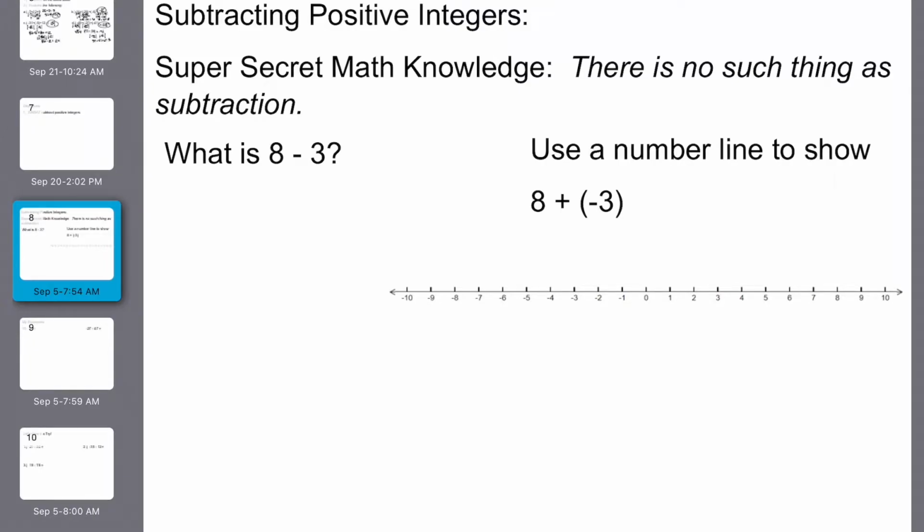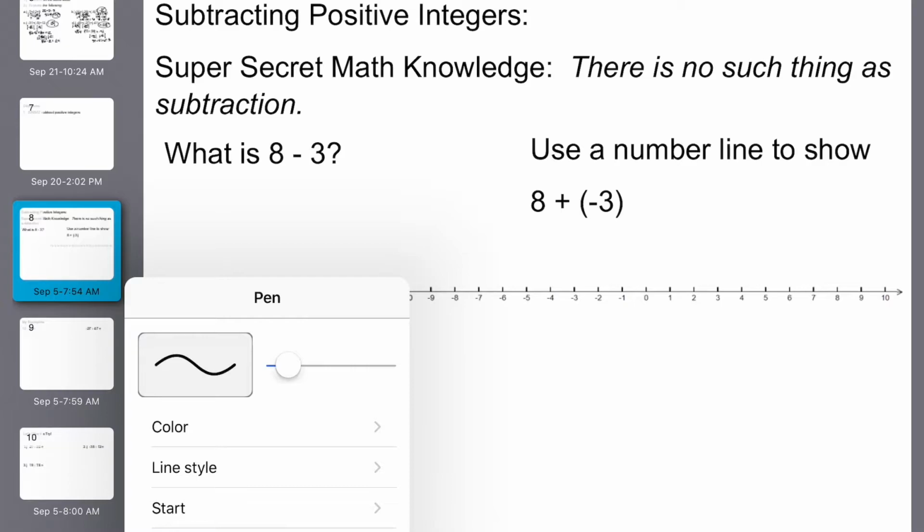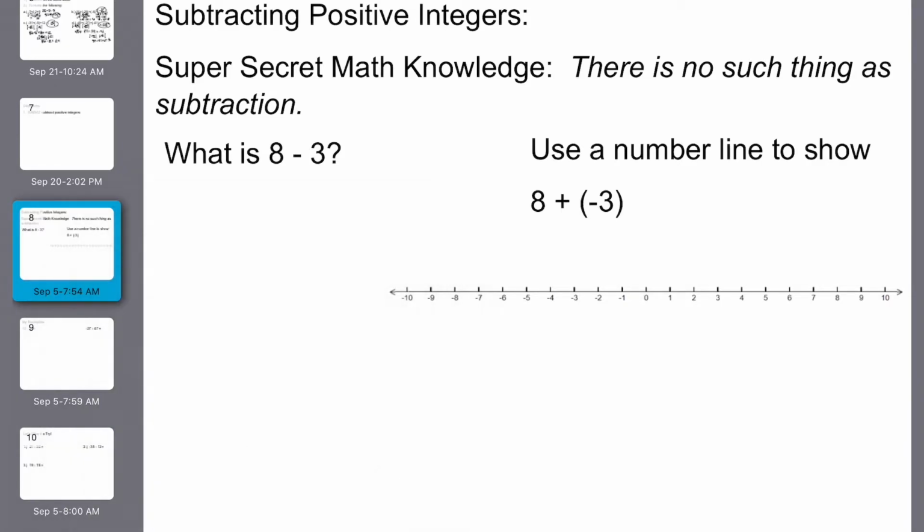Okay, so real quick, just off the top of your head, what is 8 minus 3? Right away, we know 8 minus 3 is 5. Well, how would I show 8 minus 3 on a number line if I were to model it out, right? So I would start at 0, and my first number is 8. But then what would I have to do with that number line to get to positive 5?